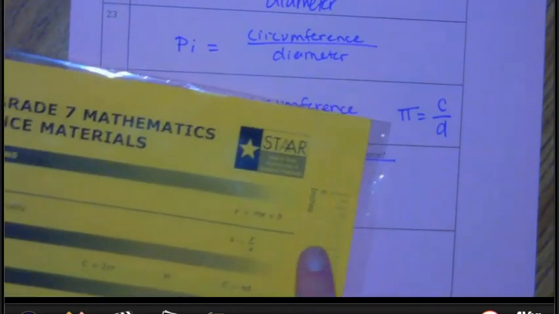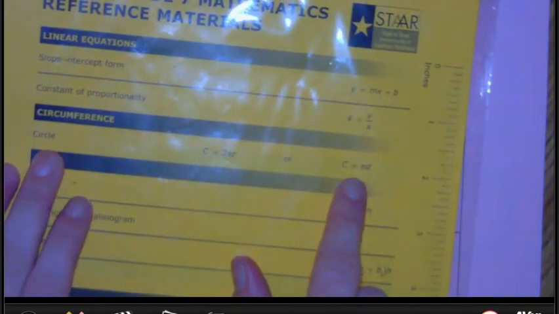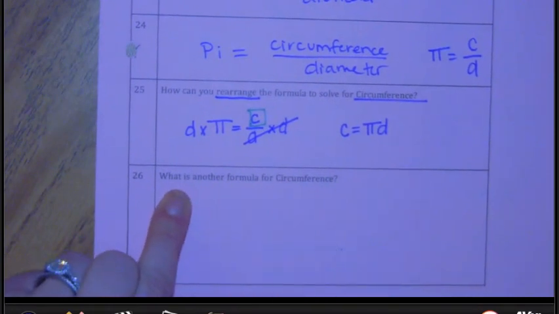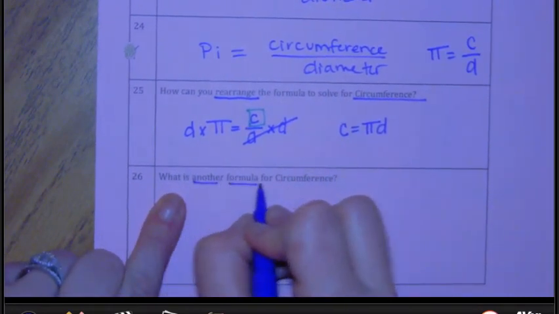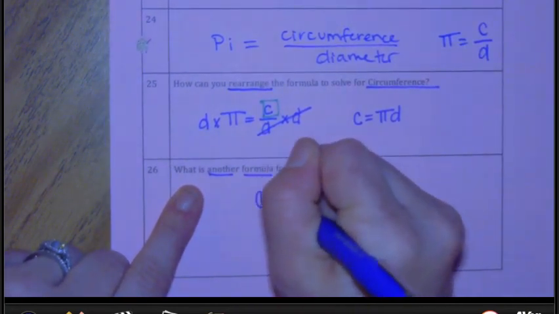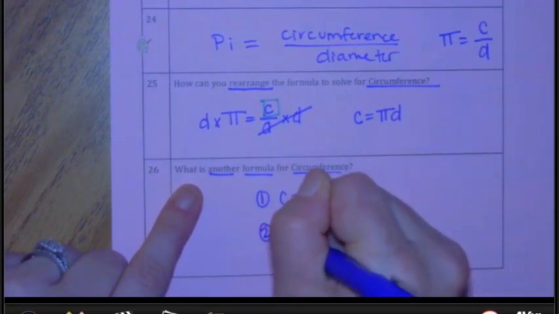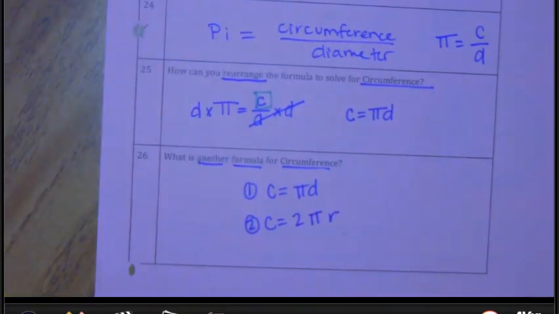Well, wait. I just took that formula, rearranged it, and found one of my circumference formulas. Because take a look at number 16. What is another formula for circumference? There's two ways I can write it. Way number 1 is C equals pi D. Another way is C equals 2 pi r. C is equal to 2 pi r.